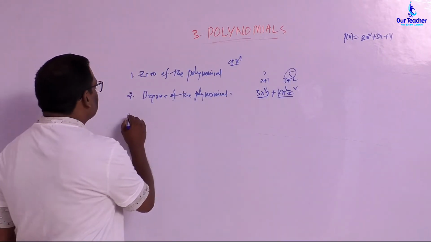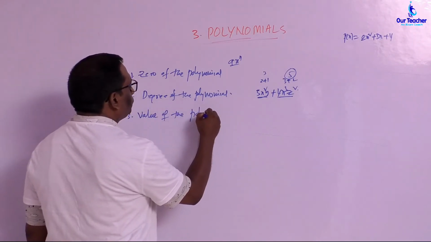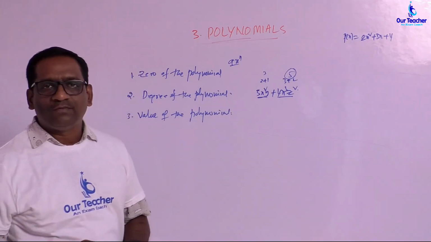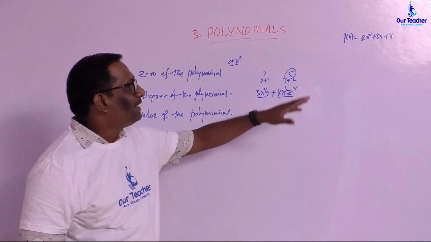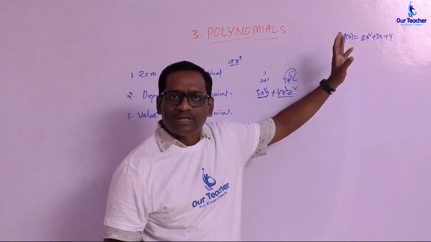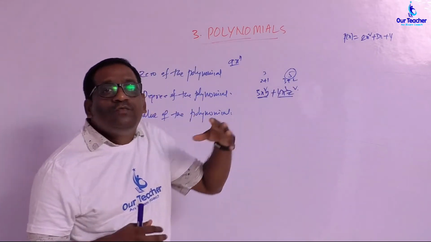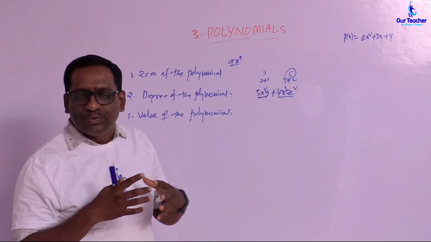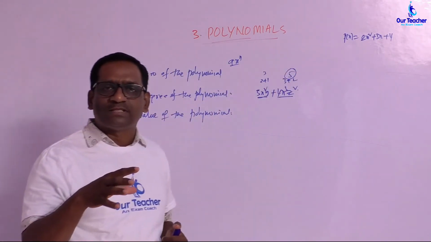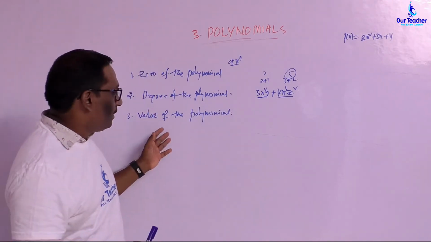Next, the third one is value of the polynomial. What is called the value of the polynomial? In the polynomial, if you substitute x equal to 1, you will get one answer. x equal to 4, you will get a different answer. x equal to 100, you will get another answer. So whichever value of x you substitute, that gives the value of the polynomial. That means for the value we substitute in the place of x, we get a definite value, and that is called the value of the polynomial.